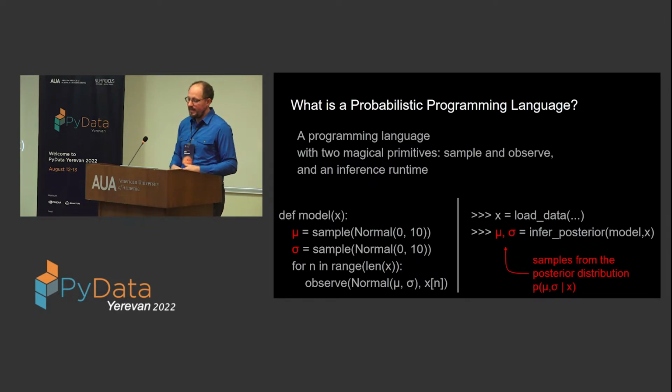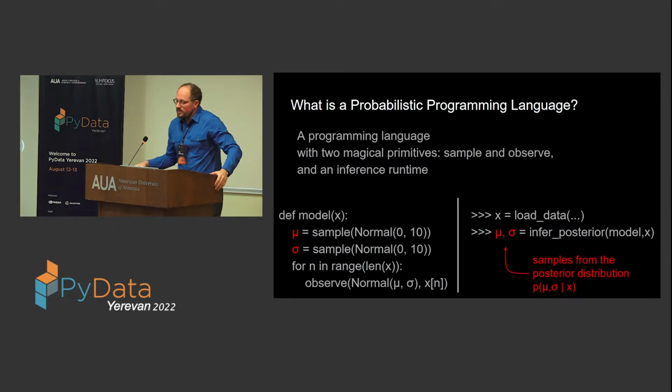Okay? And with these inference runtimes, the result, notice there's no return statement in this model, right? We're not running forward and getting something out. We're solving this model for what the mu and sigma could have been. And the solution is a posterior distribution, a distribution over what the values could have been.